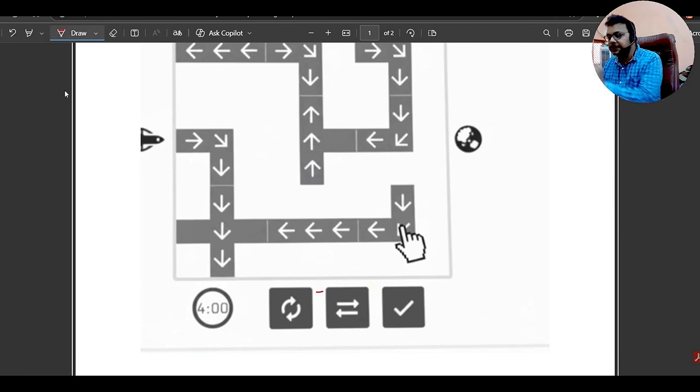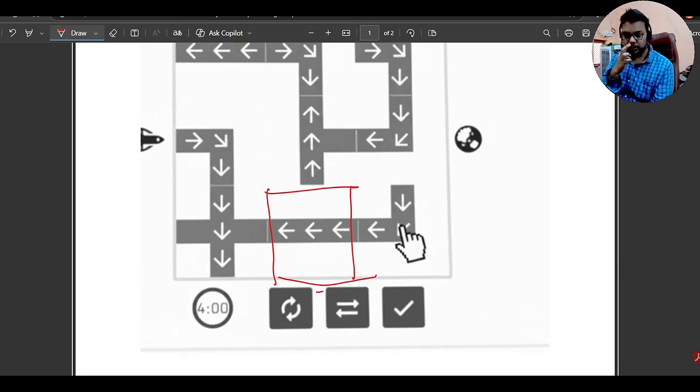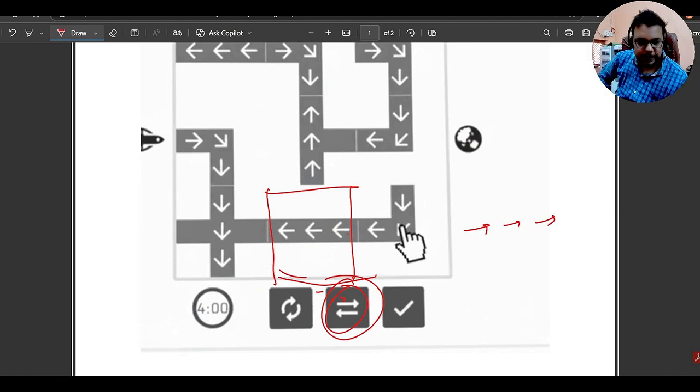Suppose you choose this block, so this whole block will be chosen. Now if you look here, there are only three black cells and three arrows, right? There are no empty black cells, right? So if you use this change direction, it will only change the direction in the opposite manner. So these three arrows will look like this and this if you use this change direction button.